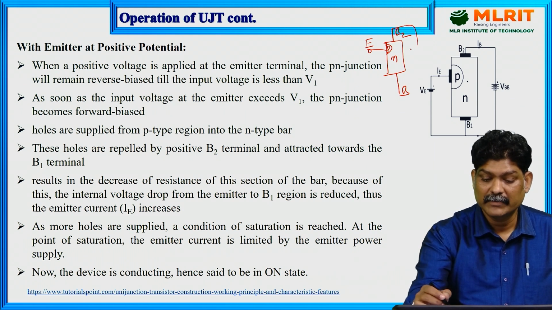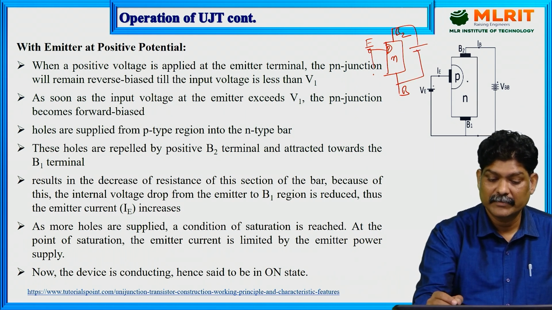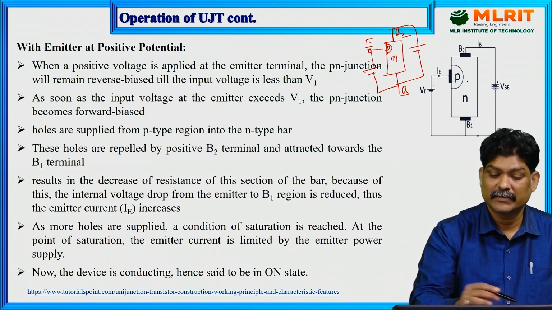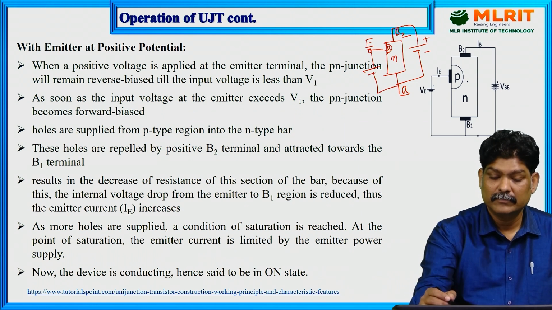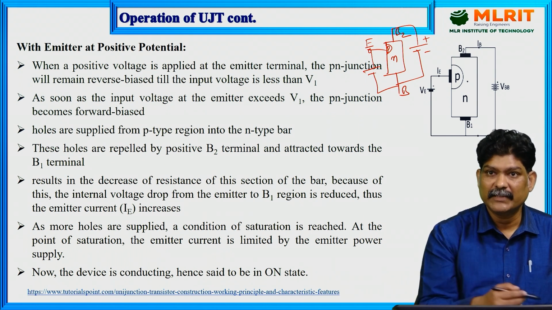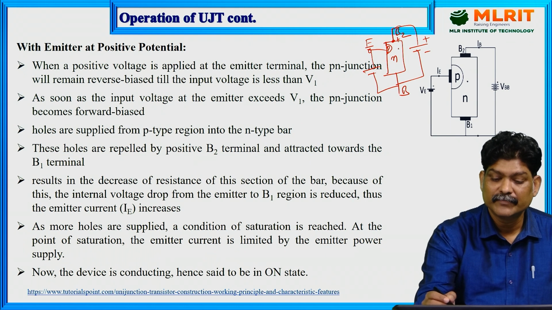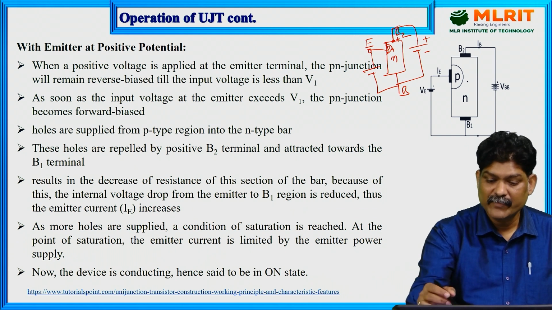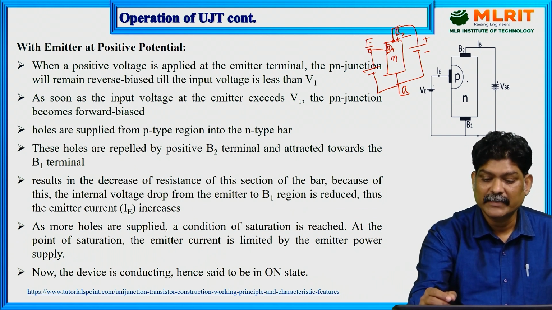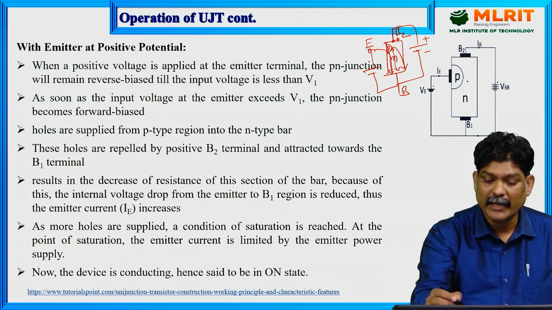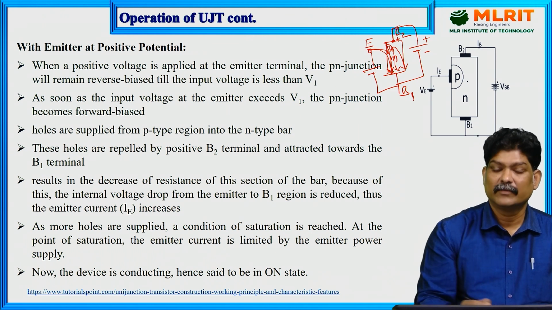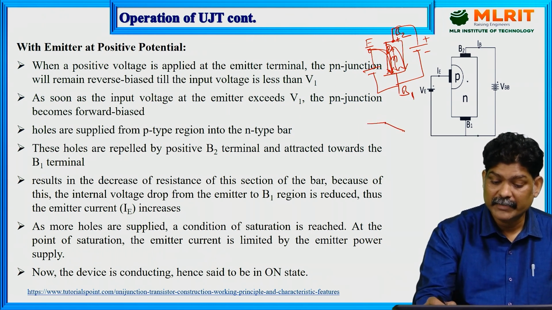Here we have given some positive voltage at the emitter, and base 2 is also connected to positive. The P-type material has holes as the majority charge carriers. Holes are positive and base 2 is positive, so they repel each other. The holes present in the P region are attracted towards base 1. That's why the emitter current flows towards base 1, and that's why the current direction is like this.